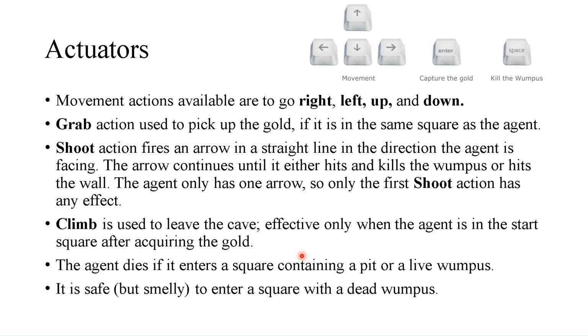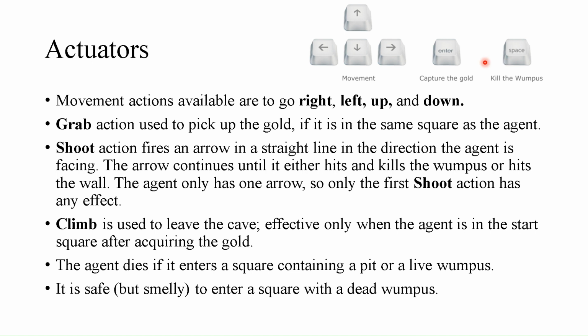Now for the actuators. So the movement actions are obviously going to be right, left, up, down, using the arrows, or WASD. Depends on the game. Some of them use that as well. Now you click enter to capture the gold, and space to kill the Wumpus, that is, shoot the arrow. Now the thing is, as I mentioned before, you have only one arrow and there's only one Wumpus. And killing the Wumpus gives you 10 points. Not killing it loses those 10 points. And not using the arrow itself will get you nothing.